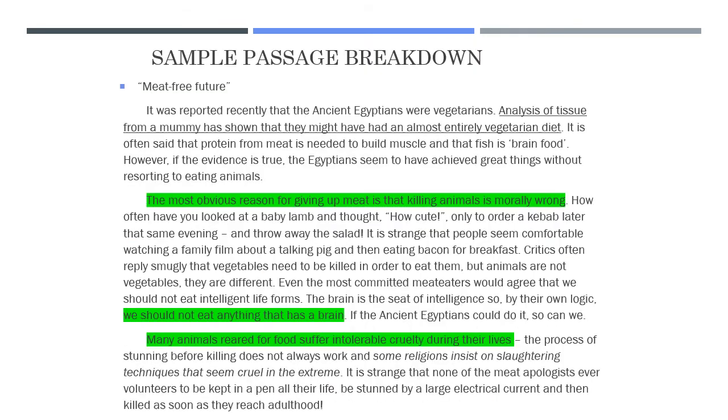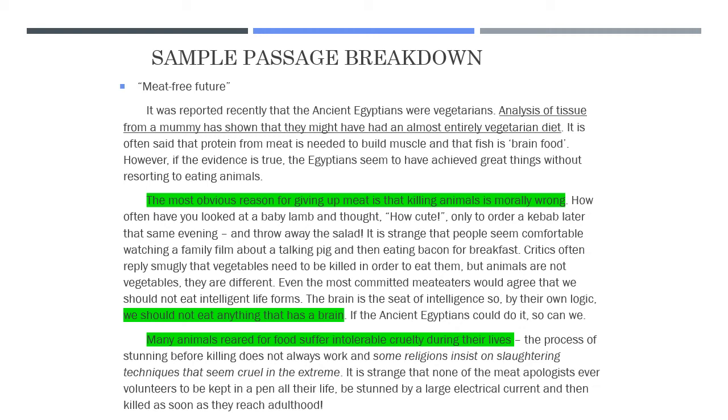If I go back to the beginning of the passage, you'll see more intermediate conclusions. The most obvious reason for giving up meat is that killing animals is morally wrong. They gave you a big clue there. They told you this is a reason. And obviously morality would be something you could write a whole essay about. And in the bottom of that paragraph, we should not eat anything that has a brain. Notice the word should, so it has an indicator. And lastly, many animals reared for food suffer intolerable cruelty.